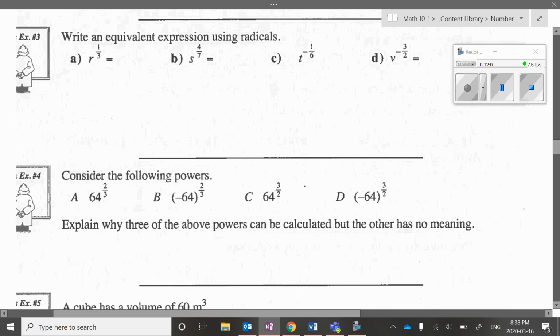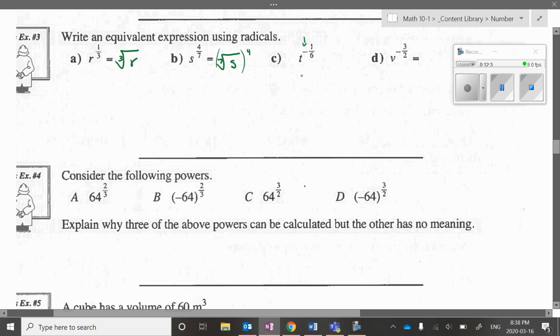Evaluate these expressions using radicals. So that means give your answer as a radical. So these ones should be pretty easy. I get the cubic root of r. Power of 1, you may or may not want to write it, personal choice. The 7th root of s, I could say it's all to the power of 4 or just s to the power of 4.